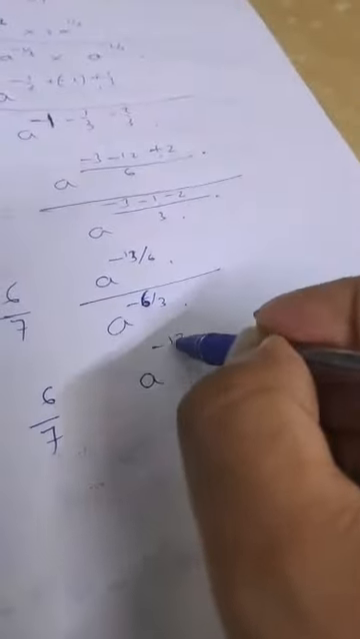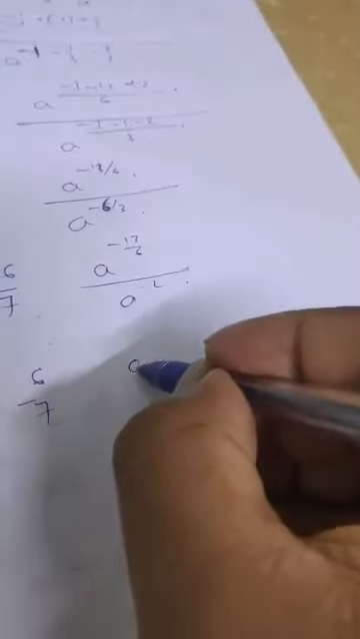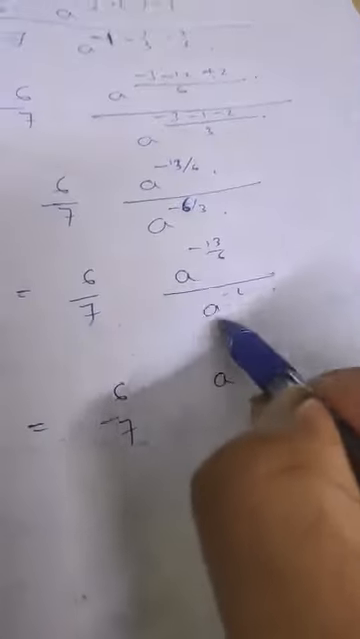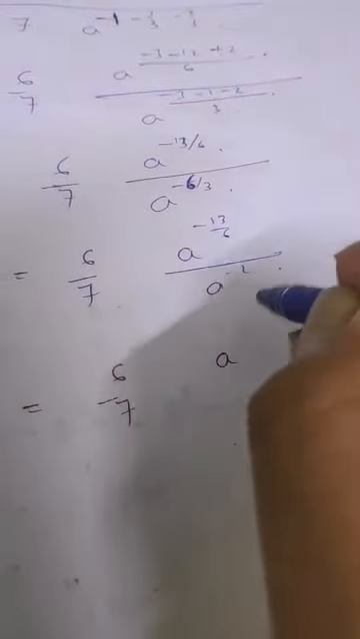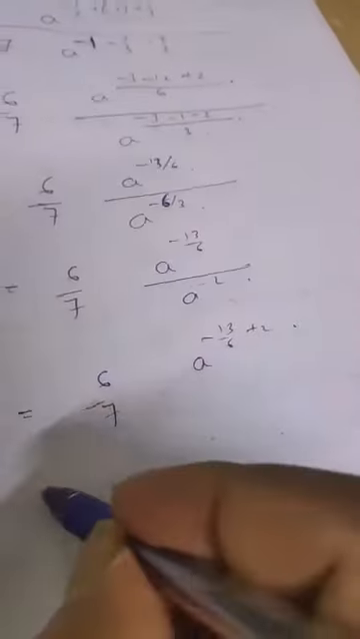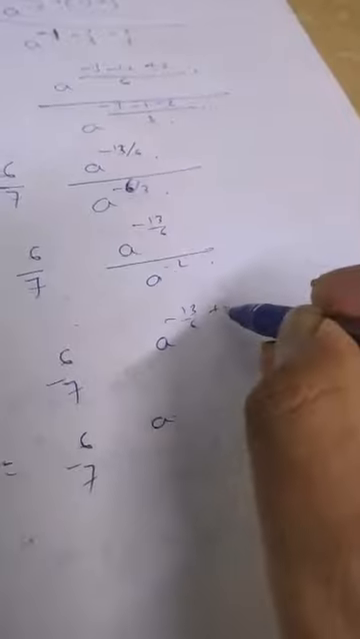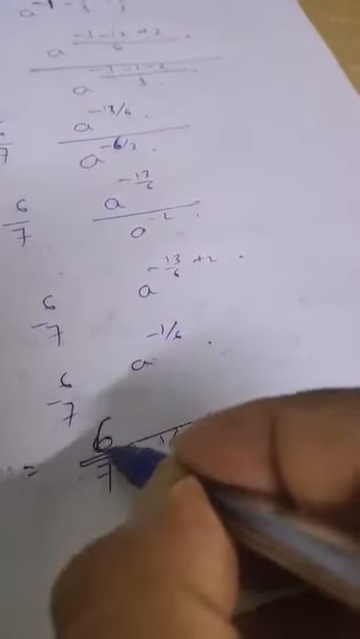So this will be 6 by 7, a to the power minus 13 by 6 divided by a to the power minus 2. Now this will go to the numerator. In case of division, base same, power subtracted. So it will be minus 13 by 6 plus 2, which is minus 1 by 6. So the answer is 6 by 7, a to the power 1 by 6.